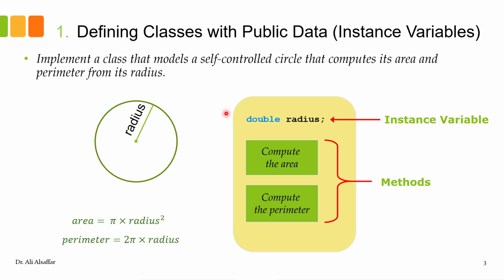As you know, the class consists of data and methods. So this is the data, which is radius of type double, and it is the instance variable. And we are going to define 2 methods, which are the actions on the radius. As we said, the circle will be self-controlled. That means it will compute its area and its perimeter using the radius. And when we create the object from this class, all we do is tell the class, give us the area and give us the perimeter. So we need 2 methods and 1 data item, which is the instance variable.